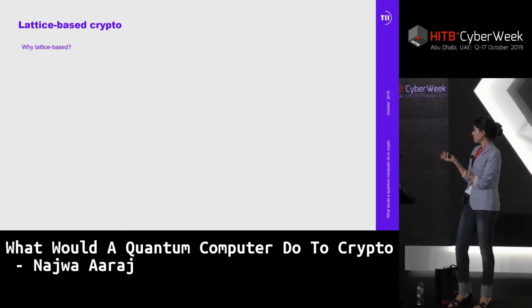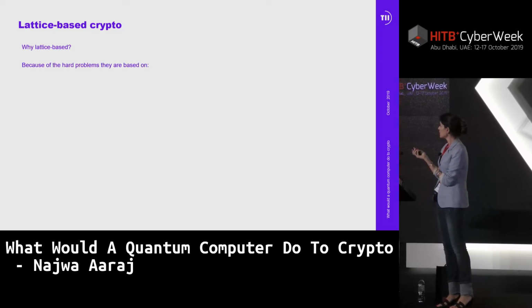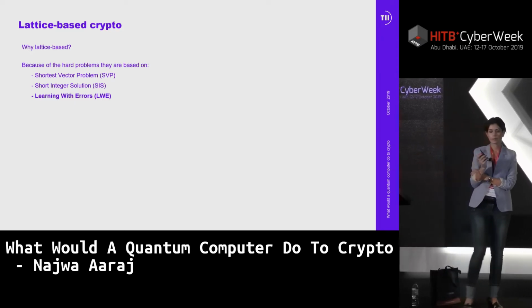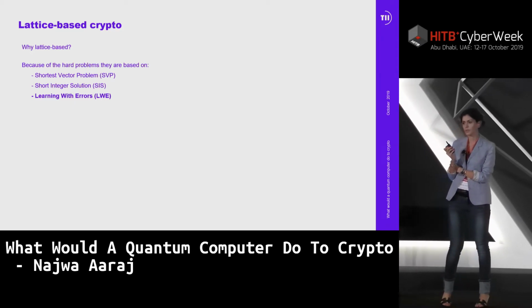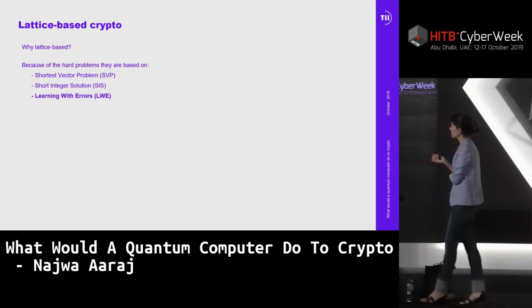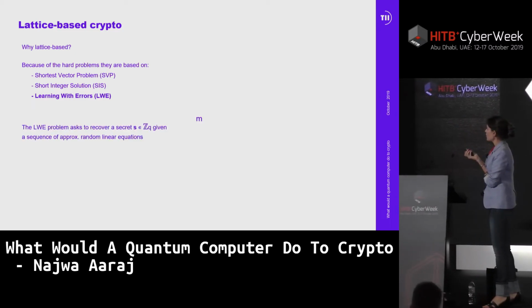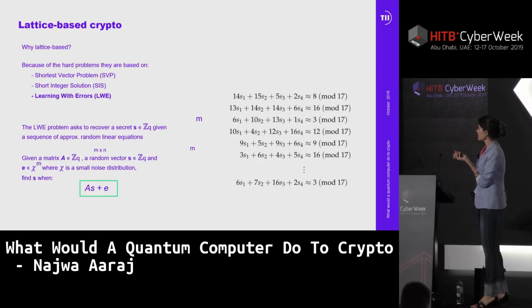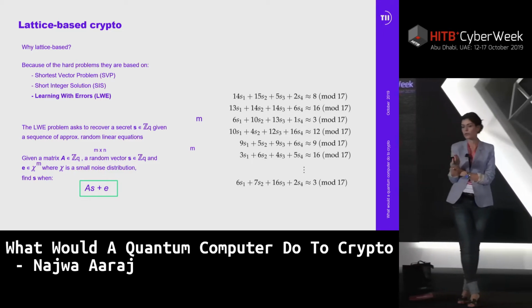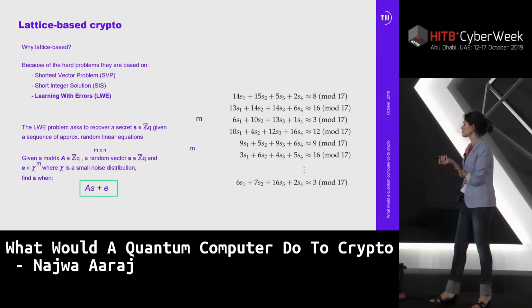I still have 9 minutes, so I'll just quickly go through the first 3 methods that are being proposed for post-quantum crypto. The first one is lattice-based crypto, where the properties that come with learning with errors are what make it a hard problem to be solved even by quantum computers.